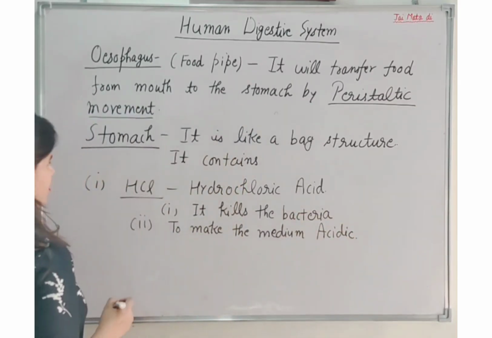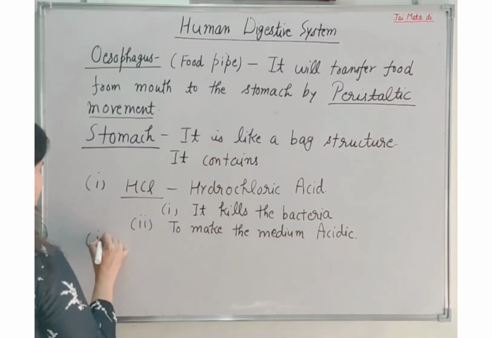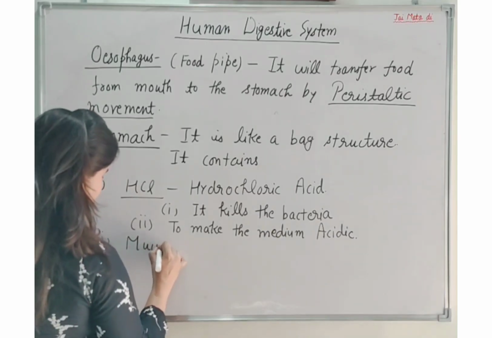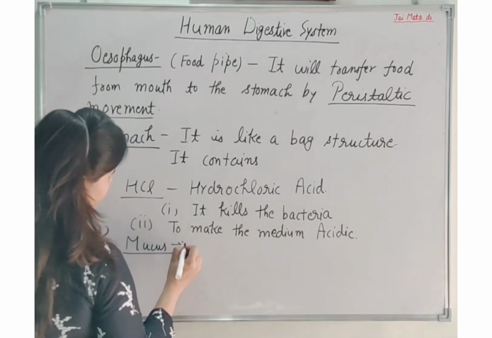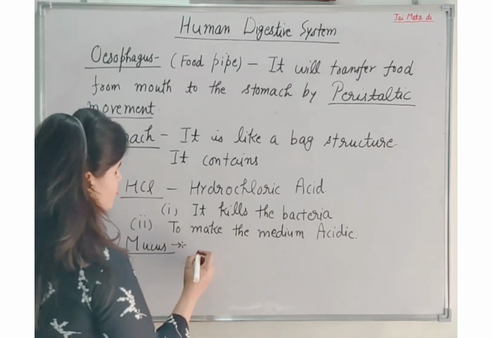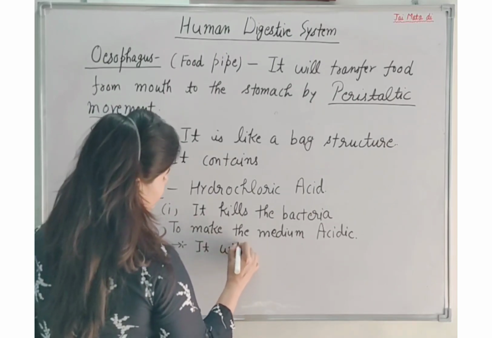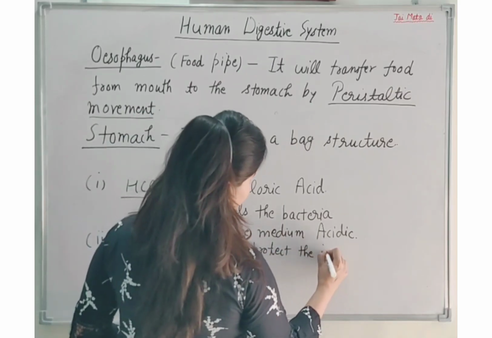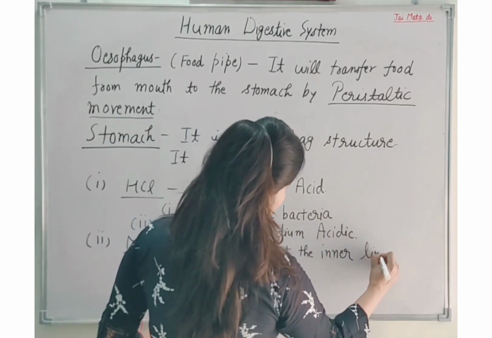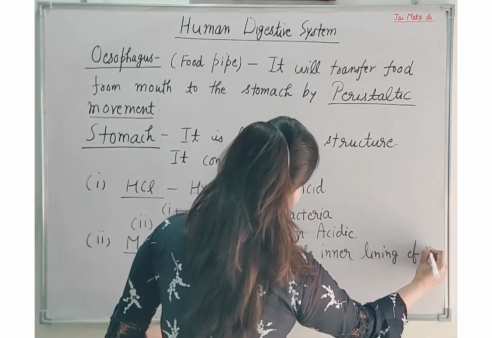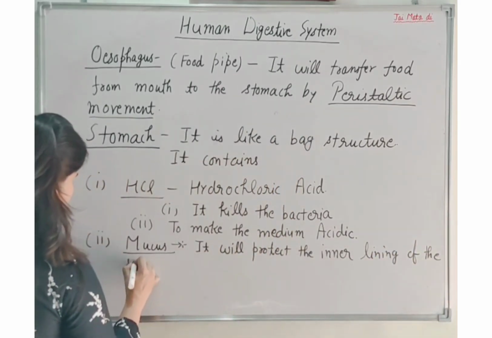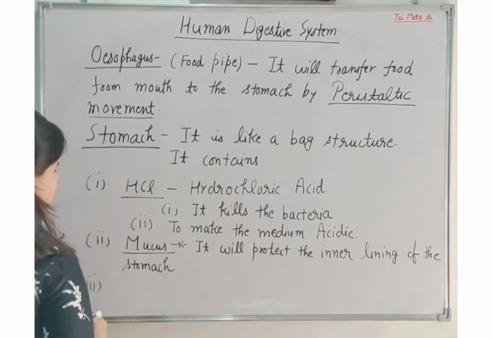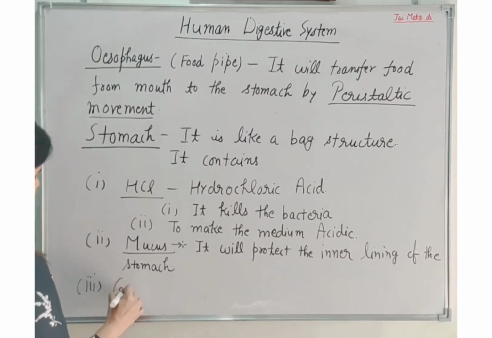Right? Okay. The second thing which is present in the stomach is mucus. Right? Now what is the function of this mucus? It will protect the inner lining of the stomach. This is the function of mucus. The third thing which is present in the stomach is gastric juice.